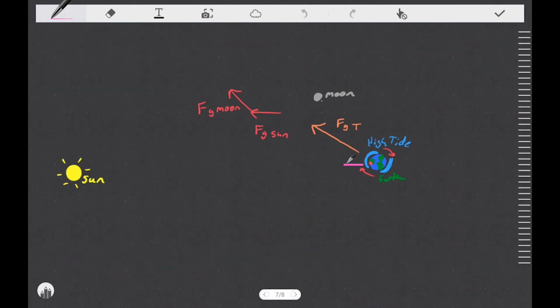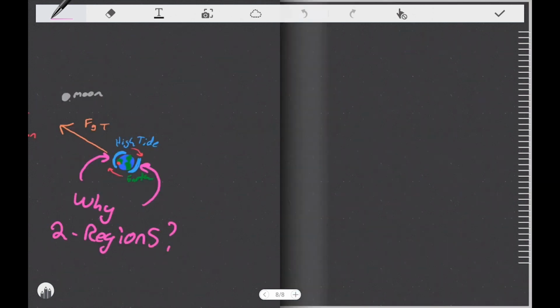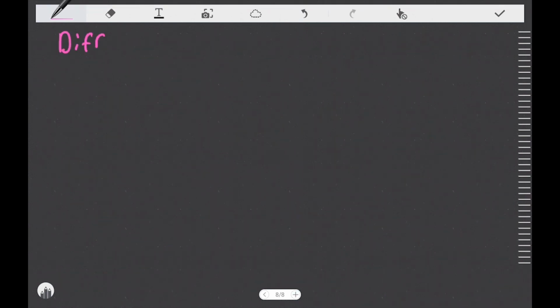Okay, so we understand how a point on Earth can rotate underneath the spot where gravity is acting between the sun and the moon, and that's going to give us high tide. But why do we have a second region of high tide on the backside of the Earth? Well, to explain that, I'm going to introduce to you the idea of differential forces.